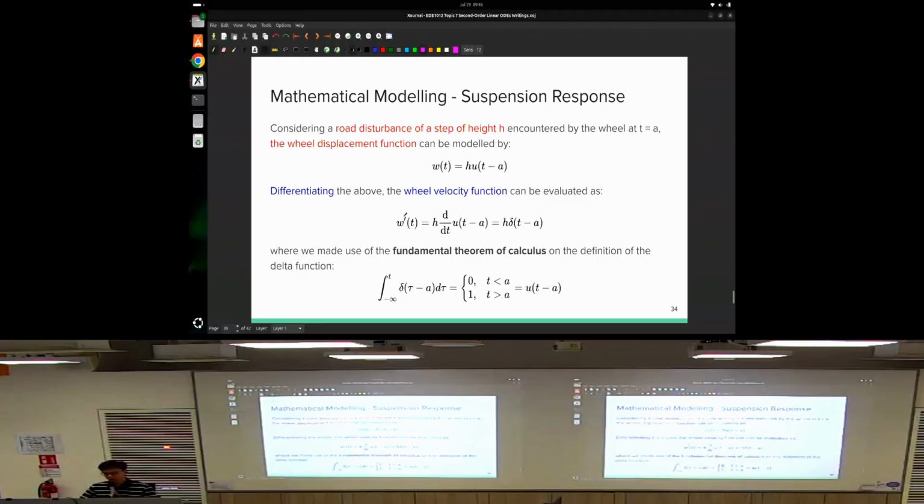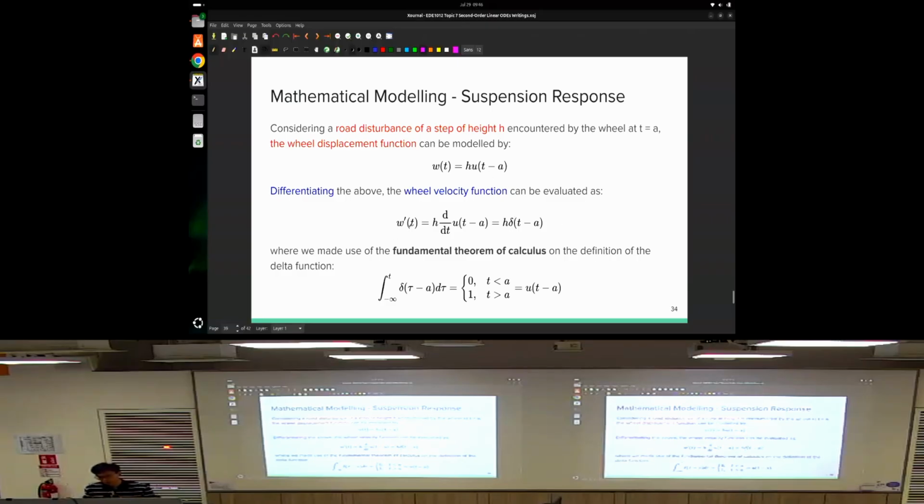Now, in order to get a wheel velocity function, very simple, you just differentiate the wheel displacement function. So if you differentiate the unit step, you are going to get the delta function. Why is that so? Because when you integrate the delta function, you get the unit step function. This is basically the fundamental theorem of calculus. Integrate delta, get unit step, so differentiate unit step must get back delta. Of course we can draw the graph and understand that, but we have discussed that before already.